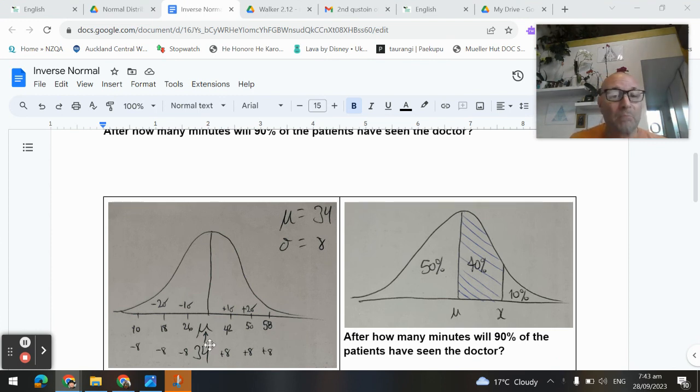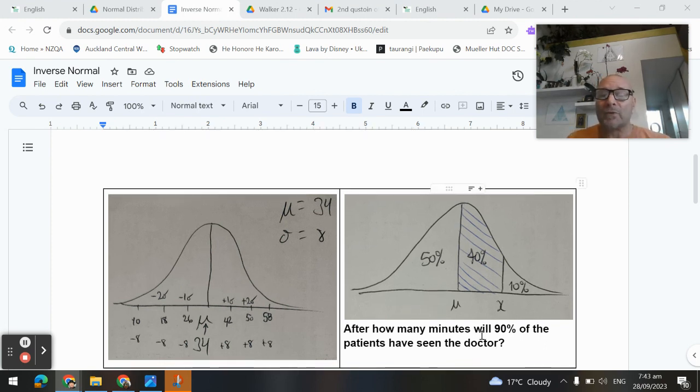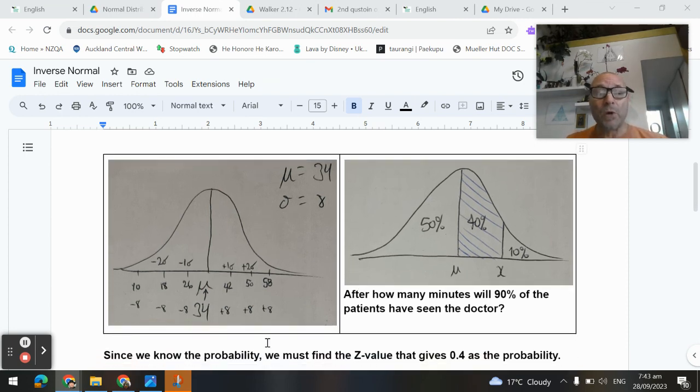The mean is 34 minutes, and every time 8 minutes is added on, we go up 1 standard deviation, 2, etc. Now, we don't know where exactly that line is going to be yet, but here's what we can say. 90% of the patients will have seen the doctor. That means the 50% on the bottom half, and then up 40% more, this will be where the value of X is, where 90% are below. So now what we have to do, since we know the probability, which is 90% is below X, we have to find the Z value that gives 0.4 as the probability.